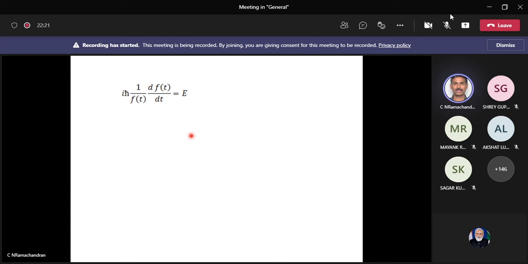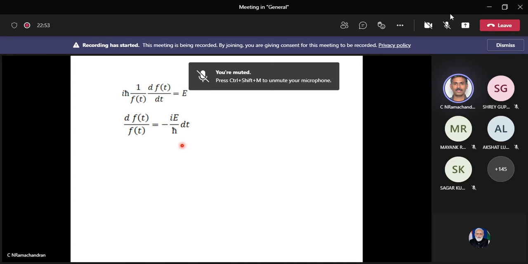Why I am doing this is because the previous slide was enough for the purpose, but this will give some other information also. So I'm considering the A equal to C part also. Again, just rearranging the things. i h cross, if I am taking to that side, it will be 1 by i h cross. Then you can multiply both sides and you will get minus iE by h cross dt.